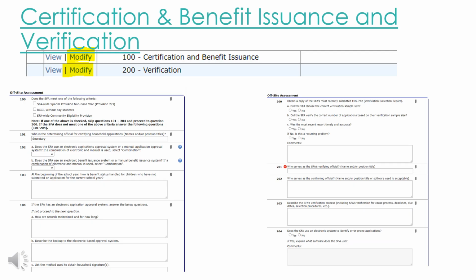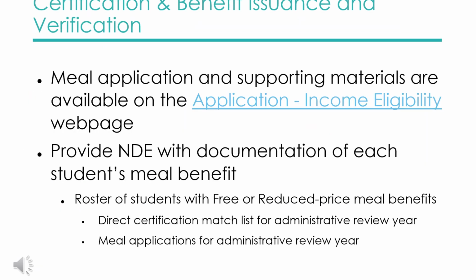As shown on a previous slide, you will access the off-site questions through the Compliance tab in CNP. The 100 and 200 level questions review certification and benefit issuance and verification, which we discussed on the previous slide. Answer these questions to the best of your ability, knowing we answer a similar set of questions and can ask for verification we may need.